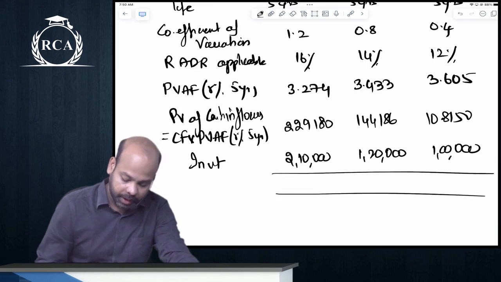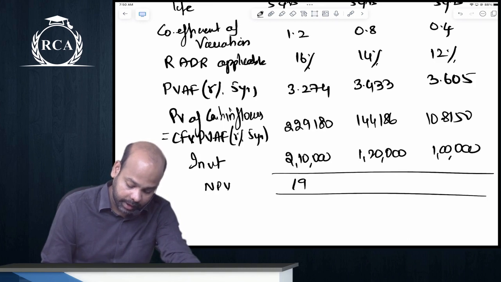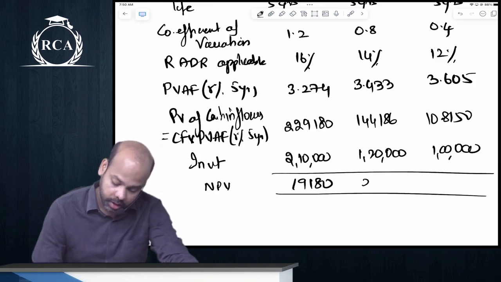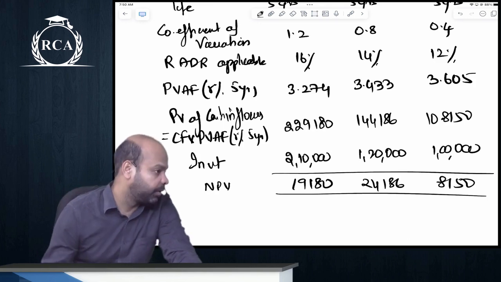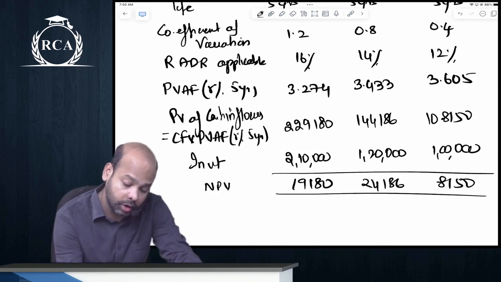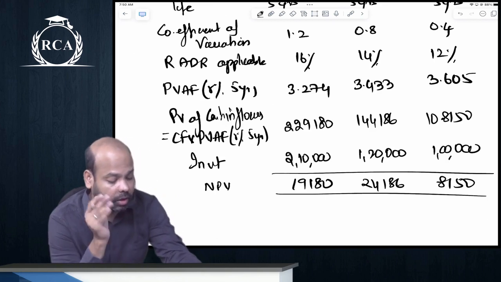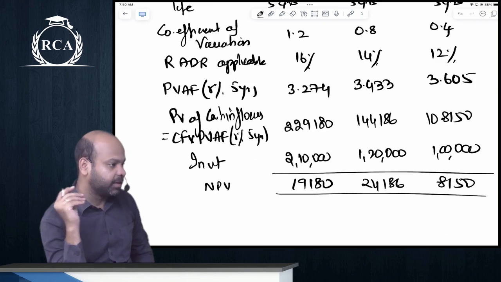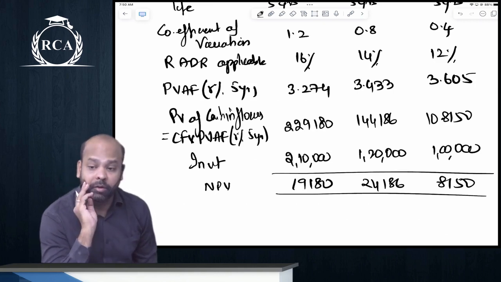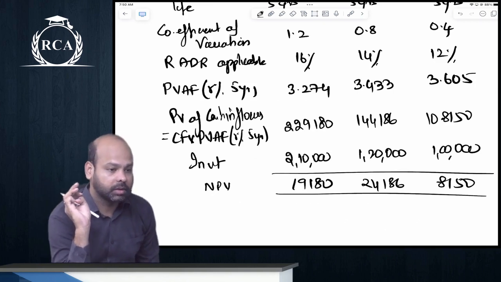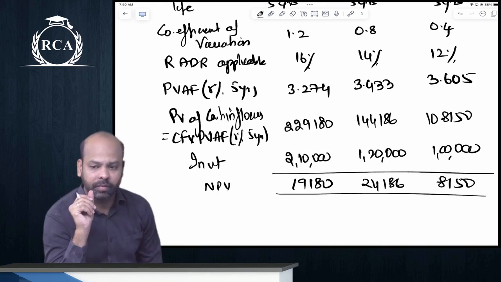What will be your NPVs, guys? NPV, beta, is 19,180, 24,186, and 8,150. Which project is best on the basis of NPV, beta? Which project will you select? Don't do selection, I said, beta, that's fine. These are the NPVs as such, guys. Everyone got these answers, guys? Question number 14, beta, after this, if you're done with this.